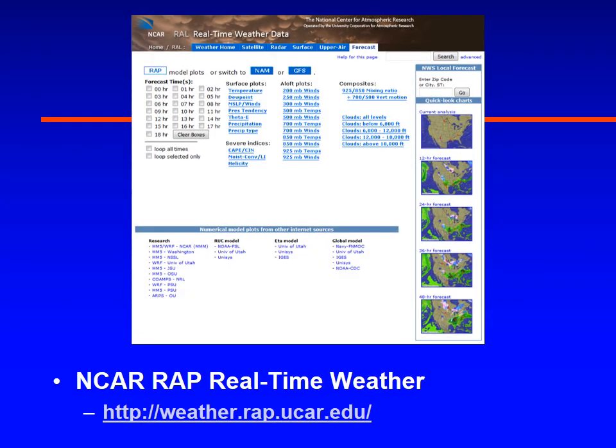Some places that take that model data from NCEP and plot that information for visualization or for looking at is NCAR, the National Center for Atmospheric Research. They have an excellent web page, and they have 3 different models that you can look at. You can look at output from the RAP. You can look at information or guidance from the NAM, and then also from the GFS.